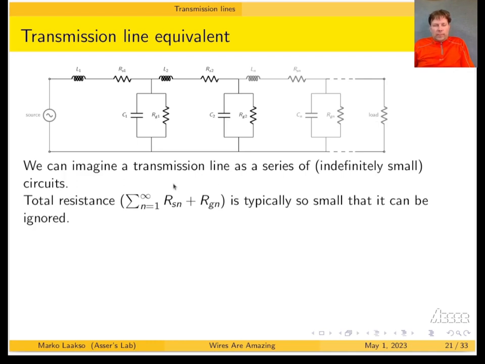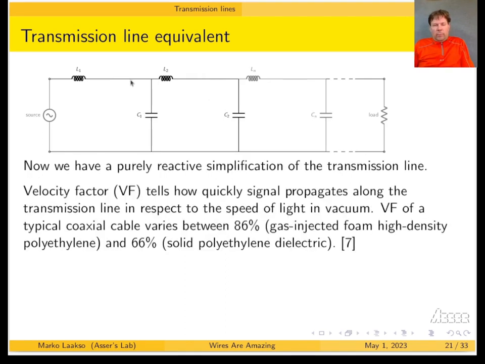The total resistance of these series and these parallel resistors is typically so small that we can ignore them, and we can simplify the model like this. And now we have this purely reactive simplification where these inductors represent the magnetic field built around the wire, and then there's this capacitive coupling towards the shielding.